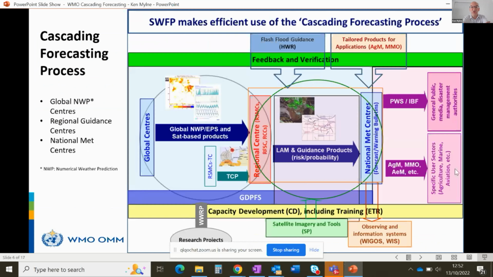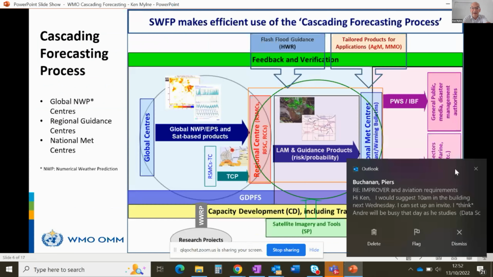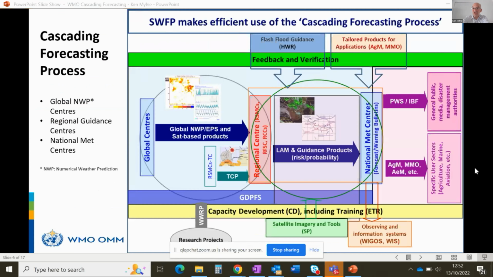So all of these projects use what we call this cascading forecasting process. And they start from, in this diagram, I'll spend a little time on this diagram, which tries to illustrate what this cascading forecasting process is.